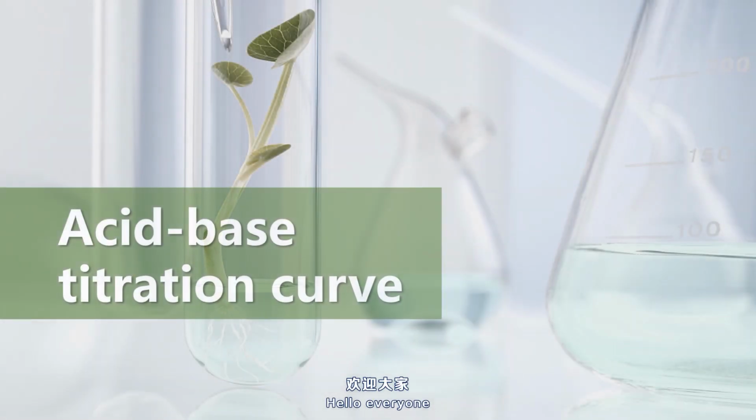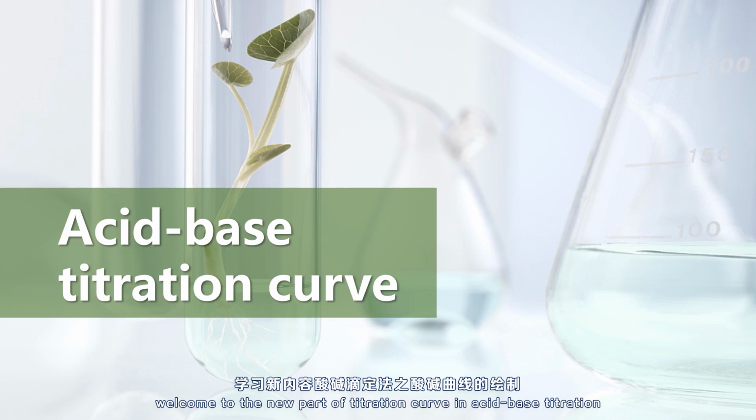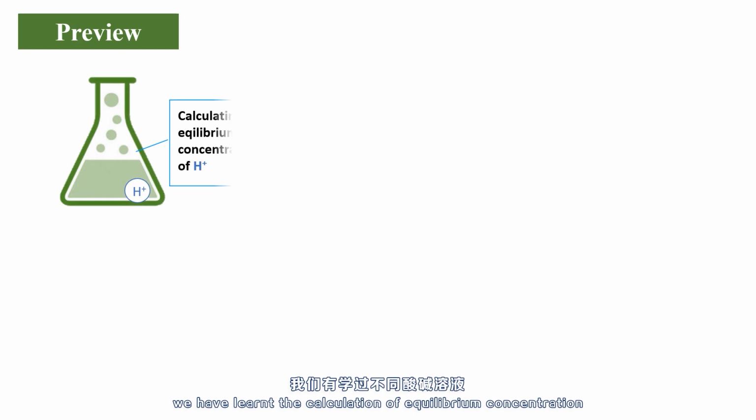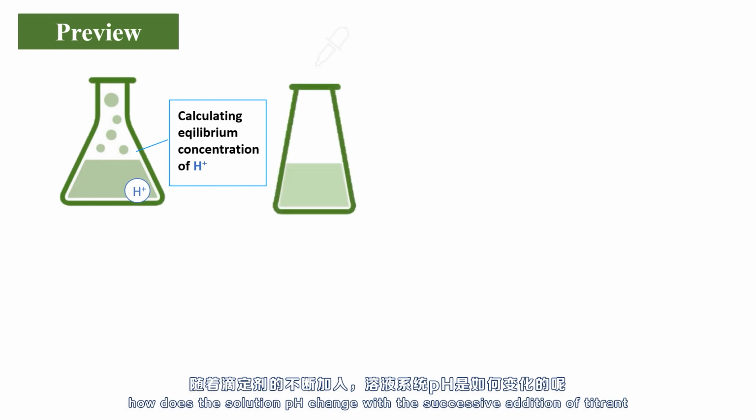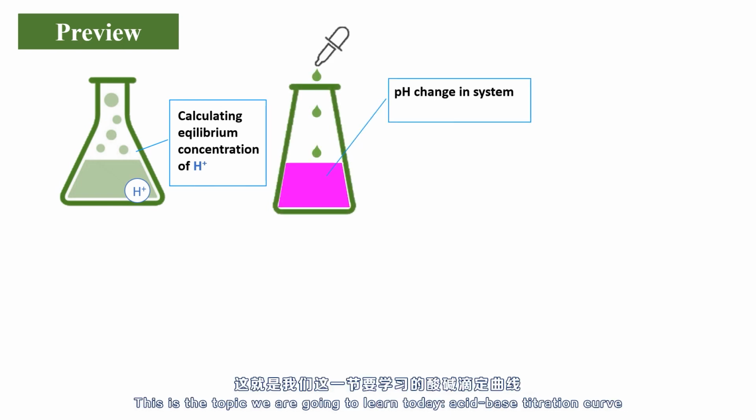Hello everyone, welcome to the new part on the titration curve in acid-base titration. In the previous chapters, we have learned the calculation of the equilibrium concentration of hydrogen in different acid and base solutions. Then, in the acid-base titration process, how does the solution pH change with the successive addition of titrant? This is the topic we are going to learn today, the acid-base titration curve.